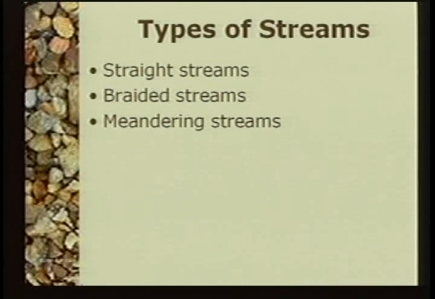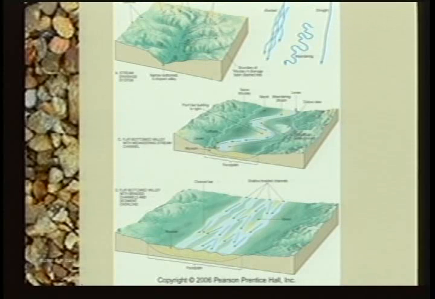There are different types of streams. We can have straight streams, braided streams, and meandering streams. And as you might imagine, a straight stream simply means that the water's moving in essentially a straight line. And these form in areas of high elevation. The second diagram shows us a meandering stream. In this one we have one main channel and it tends to travel in broad looping curves.